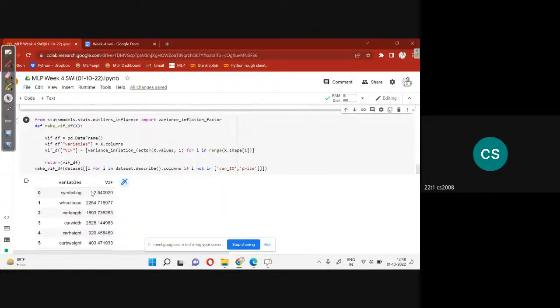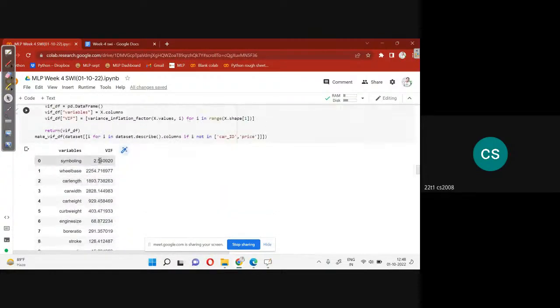Again, where this number 5 came from, it comes directly from experience, from people who have experience. Sometimes they take 5, or sometimes they take 10 also. So that's the case here.